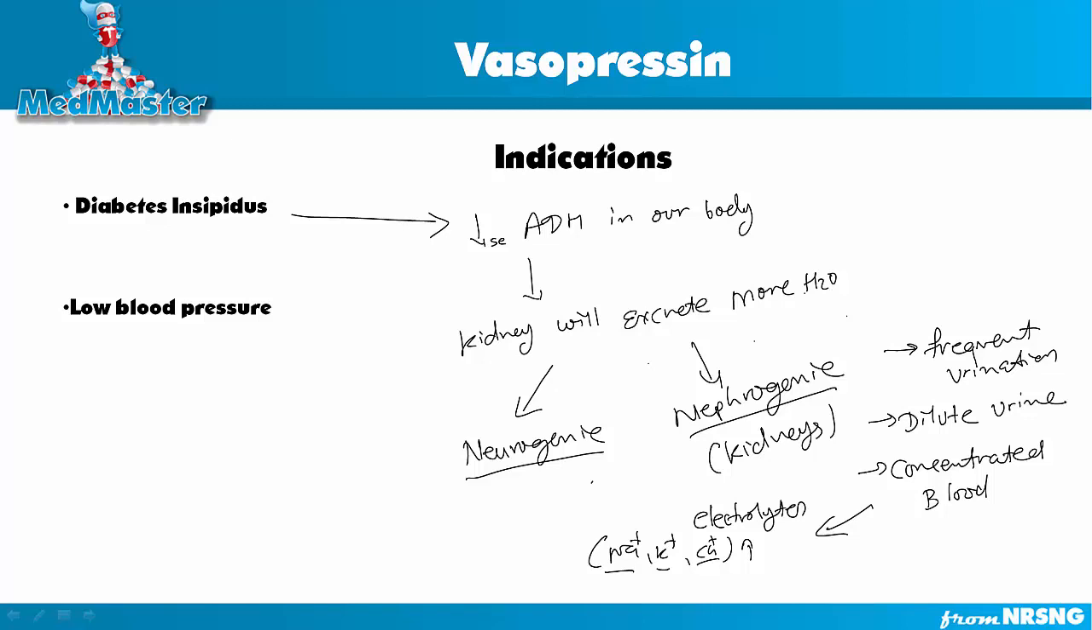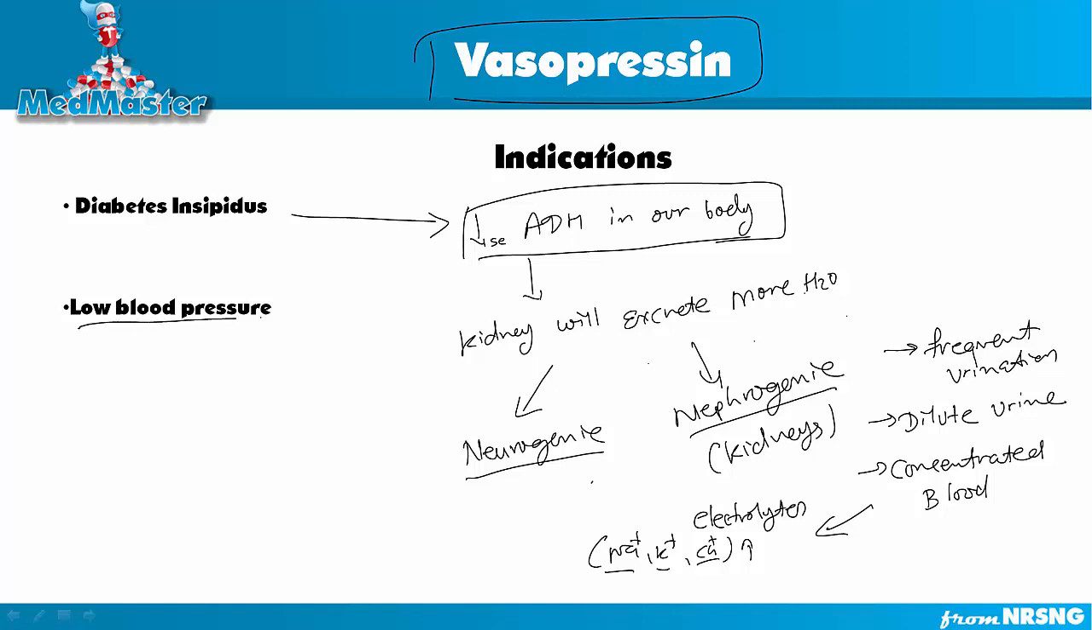So that was a little bit of an overview about diabetes insipidus. Since you understand what happens in diabetes insipidus, basically either their brain is not producing enough ADH or their kidneys are not reacting to ADH, so we have to give this vasopressin from outside in order to prevent the body from losing more water.